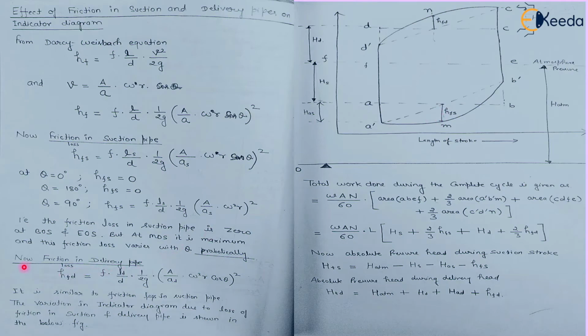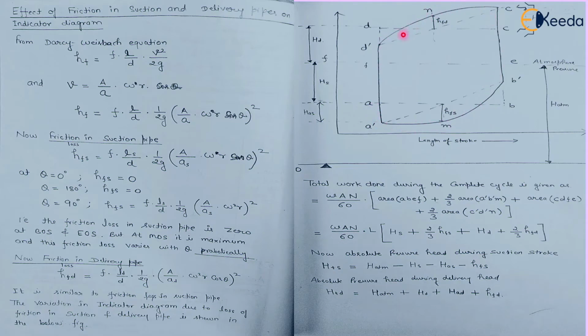Now in the same way for the delivery pipe we can calculate. Please correct it, this one is sine theta, this one is also sine theta. So for the delivery also we can calculate, that means at the beginning of delivery and end of delivery, the friction in the delivery pipe is 0, but in the middle it is maximum. Okay, so with the effect of friction, the indicator diagram is reduced like this.